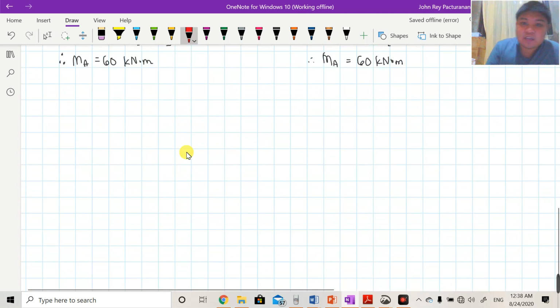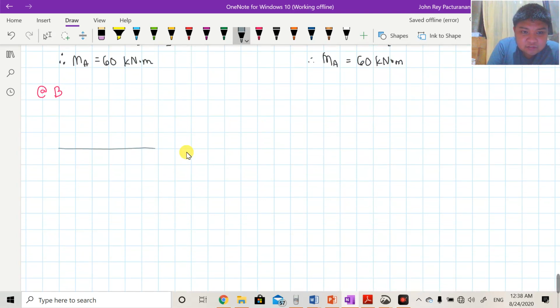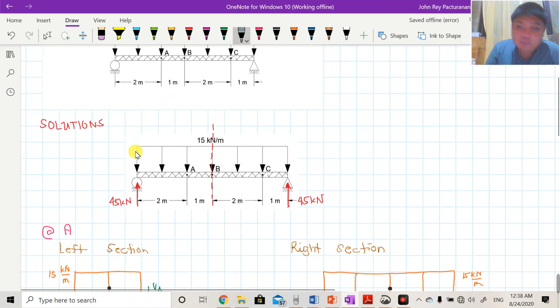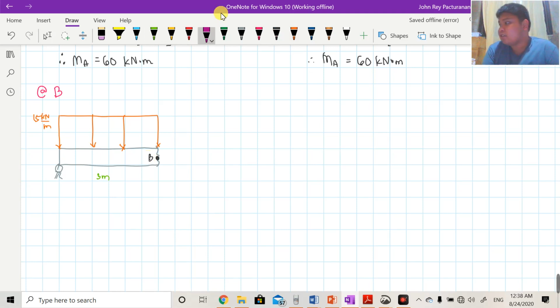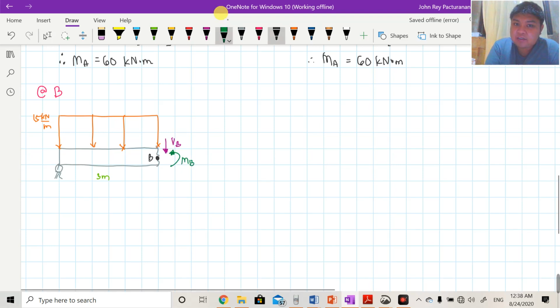So, therefore, lagay natin at B, drawing natin siya ngayon, 3 meter yung length niya, no? So, ano ba yung nasa kaliwa? Roller pala. Roller support, no? So, sige, drawing natin siya. Roller support. Tapos, 3 meters na yung natin. So, this is 15 kilonewton per meter. Tapos, 3 meters to. Likewise, I need to label this as point B. So, lagay mo lang, dapat memorize nyo na yung convention kapag left section, ang shear pababa, no? V at B. At the same time, ang moment is counterclockwise moment at B. So, dapat memorize nyo na yung positive sign convention.